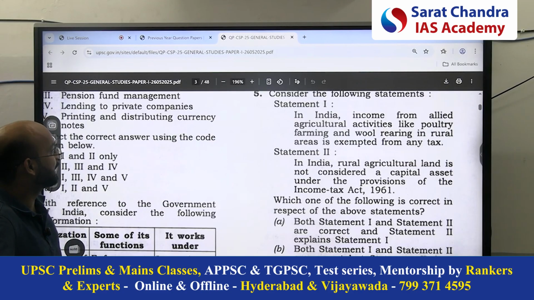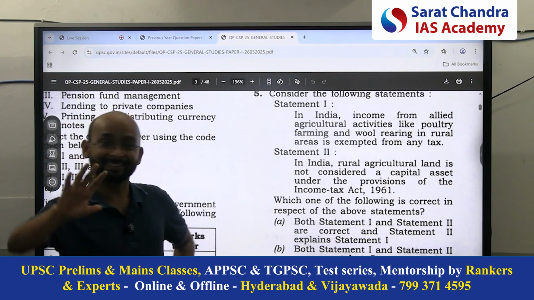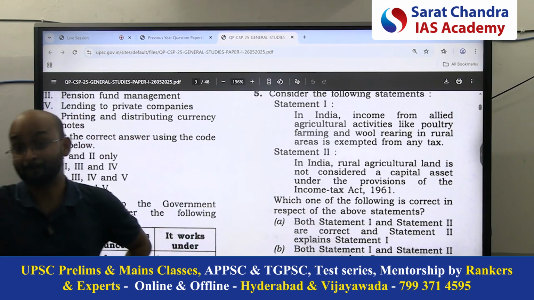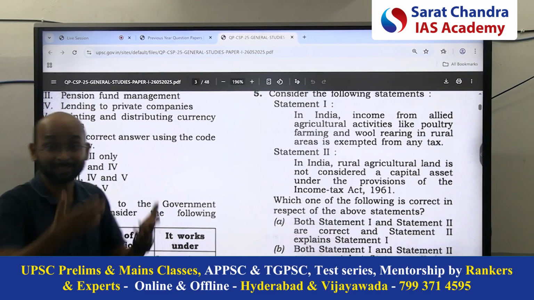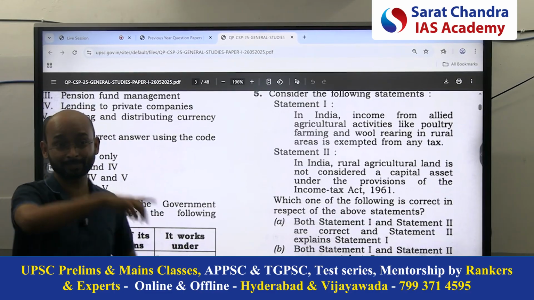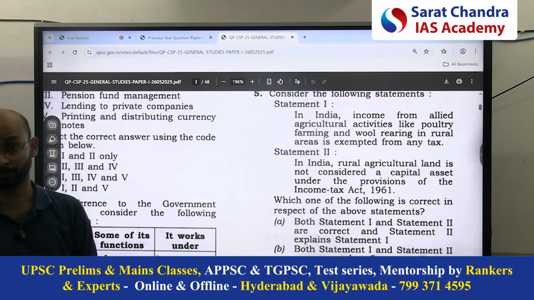See the first statement. In India, income from allied agricultural activities like poultry farming and wool rearing in rural area is exempted from any tax. What do you think? See, agriculture is generally exempted from tax, but exempted from union tax. There may be some state, any state, that may be applying some kind of tax. How are you sure about it?